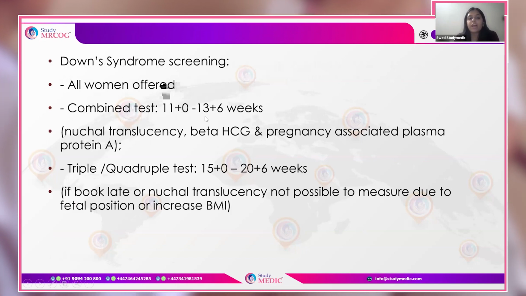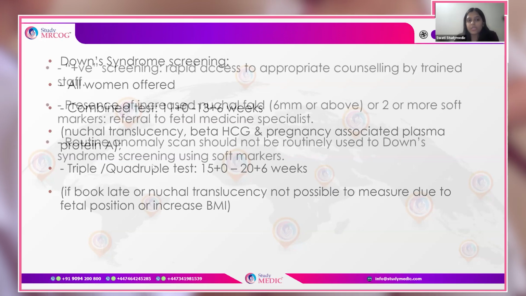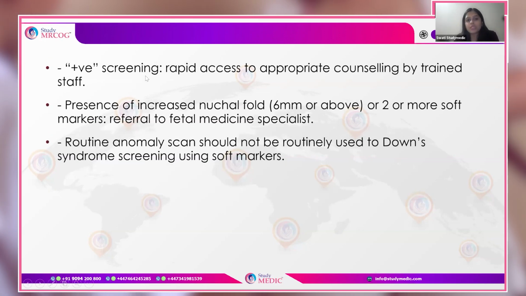So if she would have been between 15 to 20 weeks, then triple or quadruple test would have been the best. Suppose she booked late or NT was not possible for some reason, then at that point of time, you will offer her triple or quadruple test. If she comes positive on screening, then you have to have rapid access to appropriate counseling. You will have to refer her to a fetal medicine specialist. Also, routine anomaly scan as such should not be routinely used for Down syndrome screening.